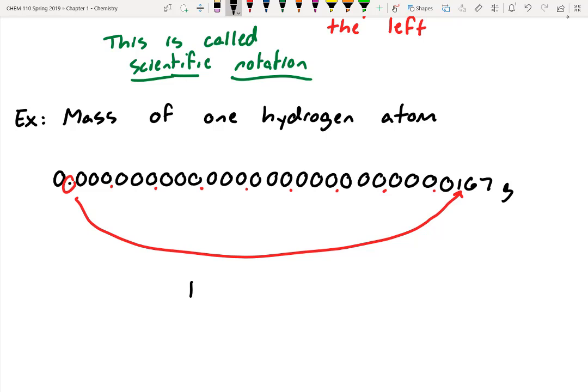All right, so this would be 1.67 times 10 raised to some power. What do you think that number will be? It'll be negative 27 because we're moving it to the right and not to the left.